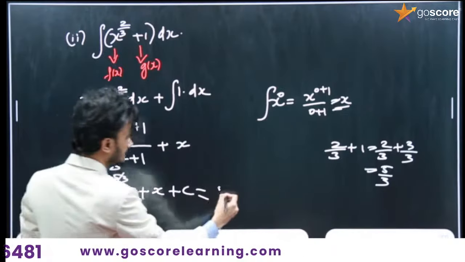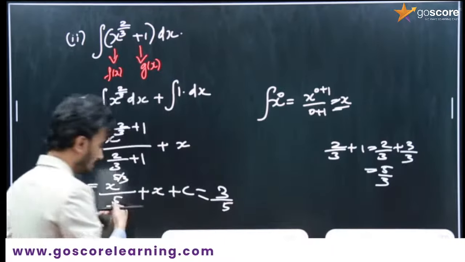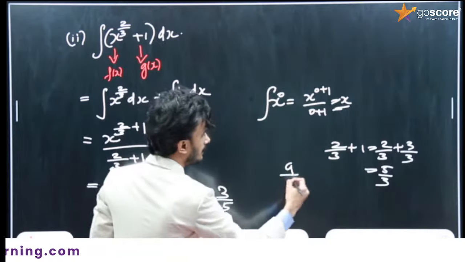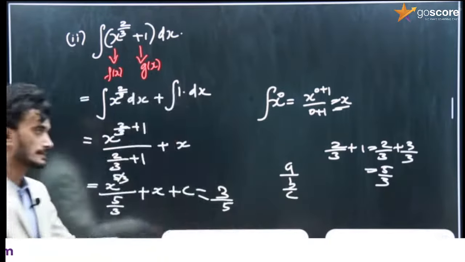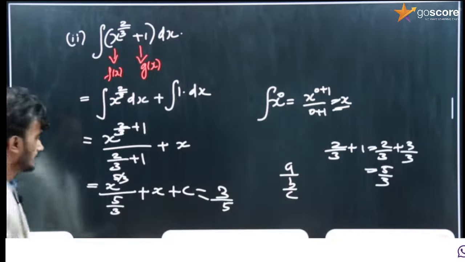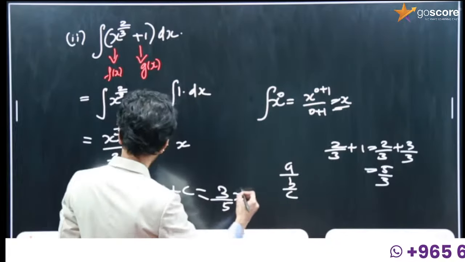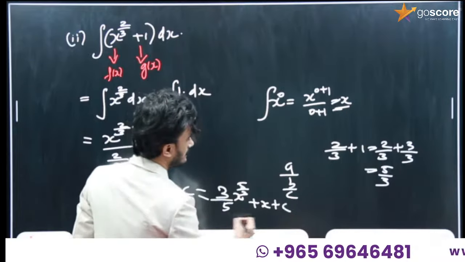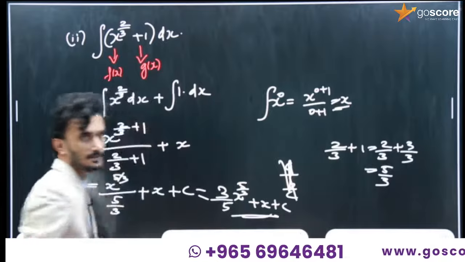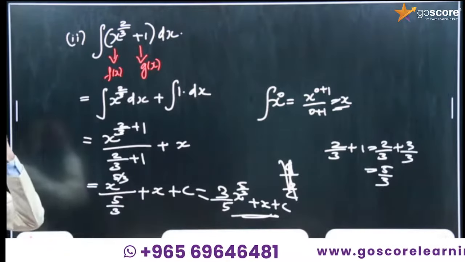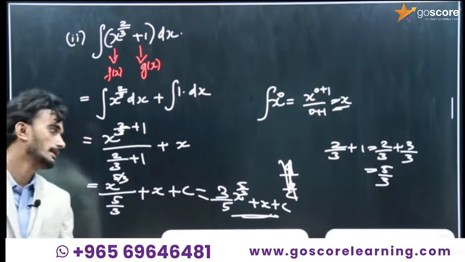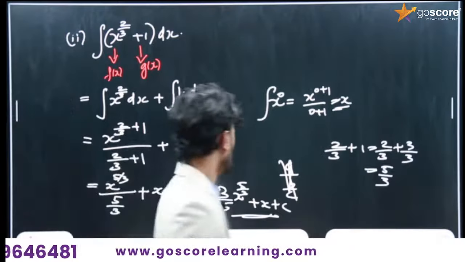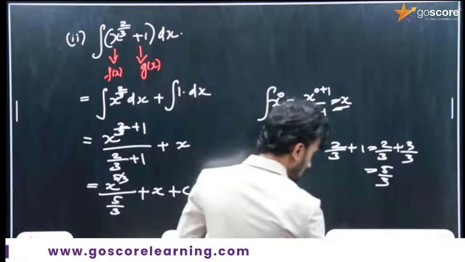So it is 3 by 5. It is in the form of a divided by b by c, so it is ac divided by b. So 3 by 5 x raised to 5 by 3 plus x plus c will be the result. Then the third question.